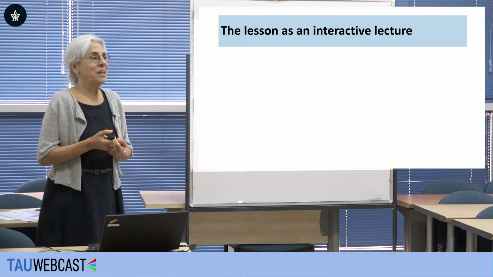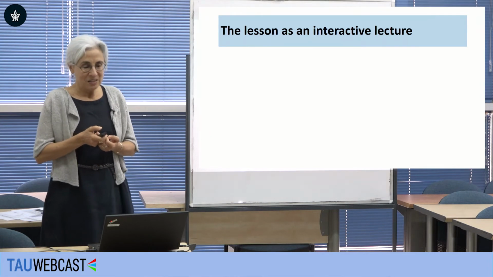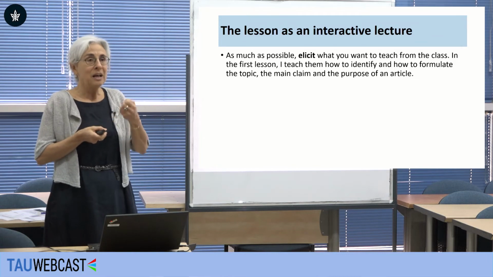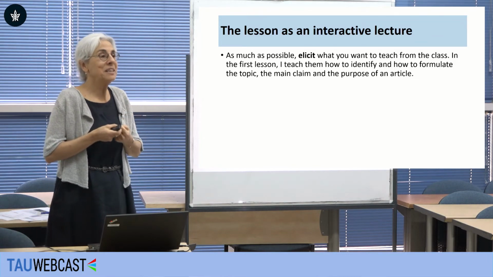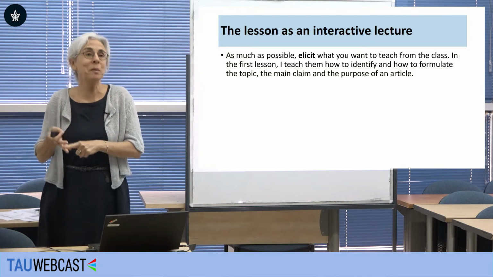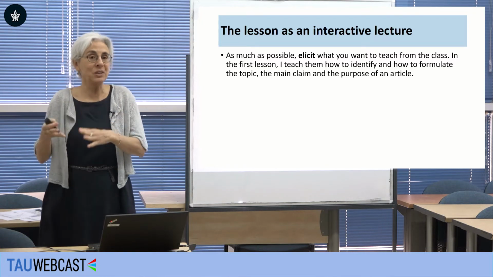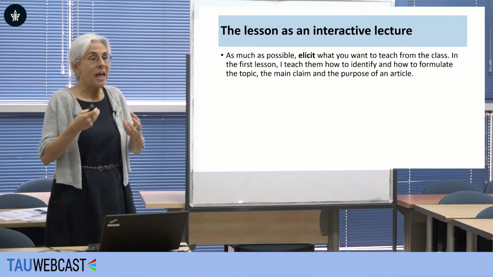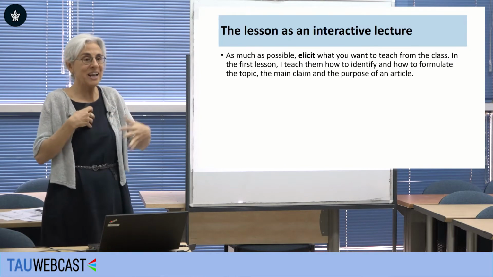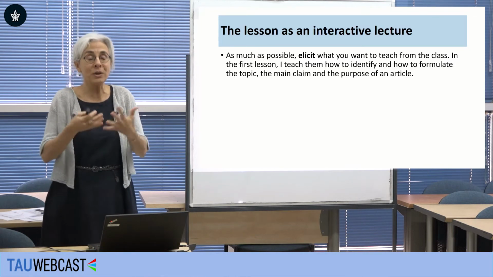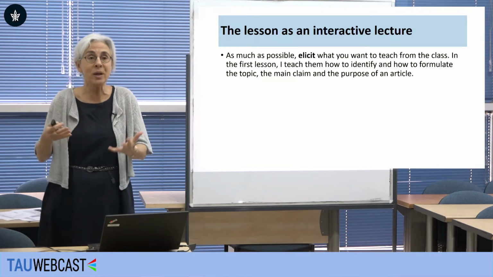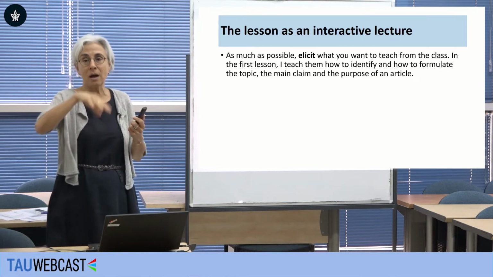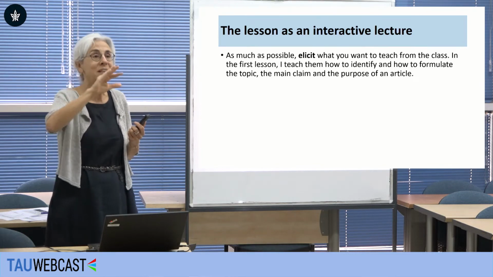The lesson has to be an interactive lecture. So as much as possible, I try to elicit what I want to teach from the class. For example, in the first lesson, I'm teaching them the topic, the main claim, and the purpose. I don't do this based on an article, and I don't write these words on the board, and I don't even utter these words. Everything comes from my students. I start asking questions. What do you want to know when you look at a text? What are you interested in knowing? And then they start throwing words like main idea, subject, things like that. And I write these on the board.